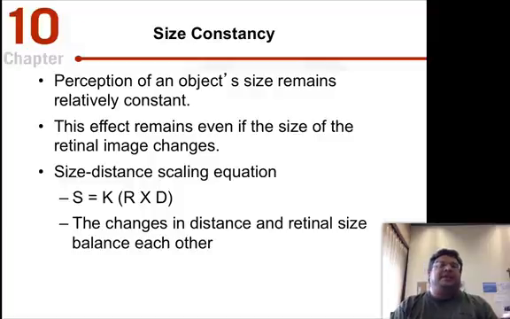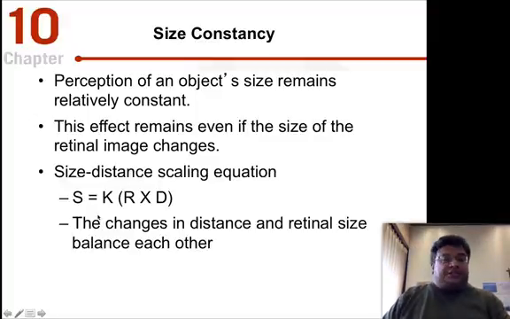And we can represent this relationship in an equation. This equation is S equals K times R times D. And basically what this equation is saying is the following. S is the perceived size of something.